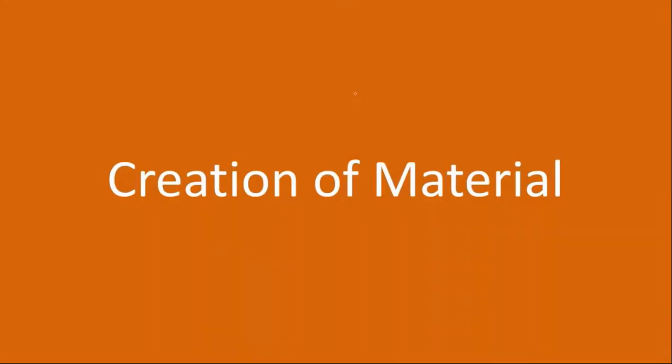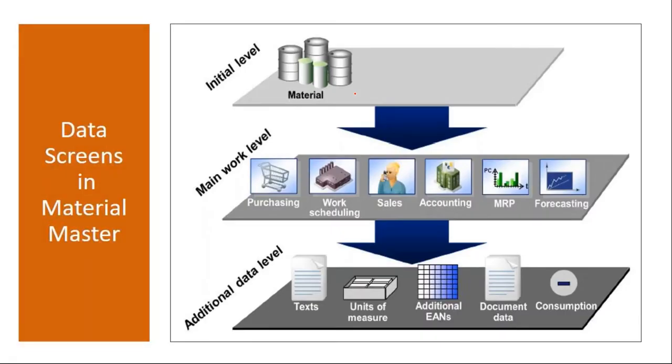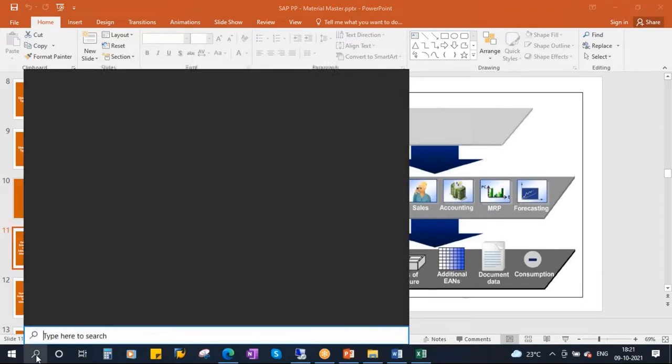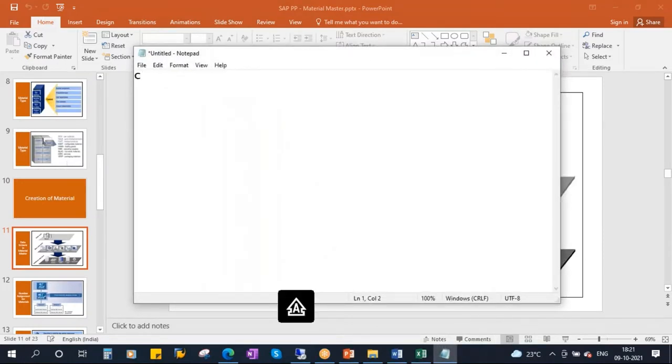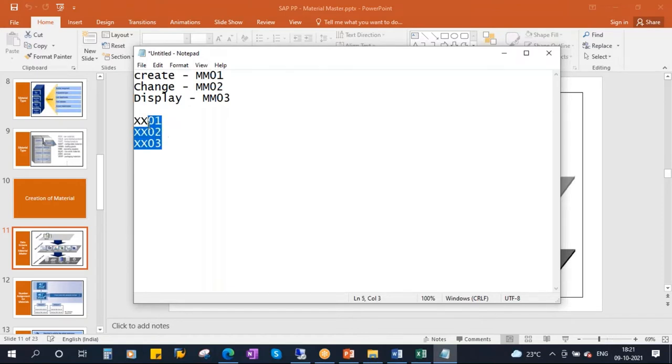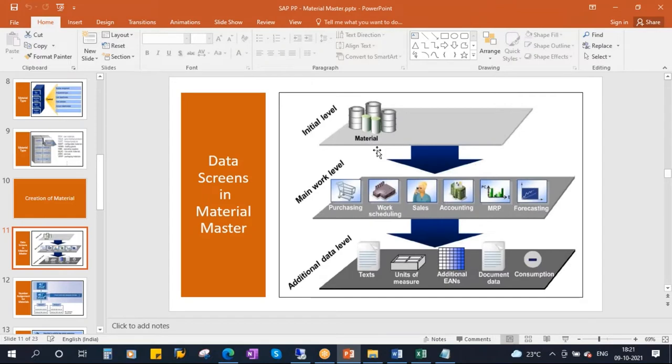Now we will move on to the creation of the material. Let's go to the system and start creating the material. The transaction code to create a material is MM01. Once you create it, change is MM02, and display is MM03. Normally in SAP, any master data creation T code will be like this: XX01, change XX02, and display XX03. Normally the transaction code pattern will be like this. Now let's go to the system and create the material master.